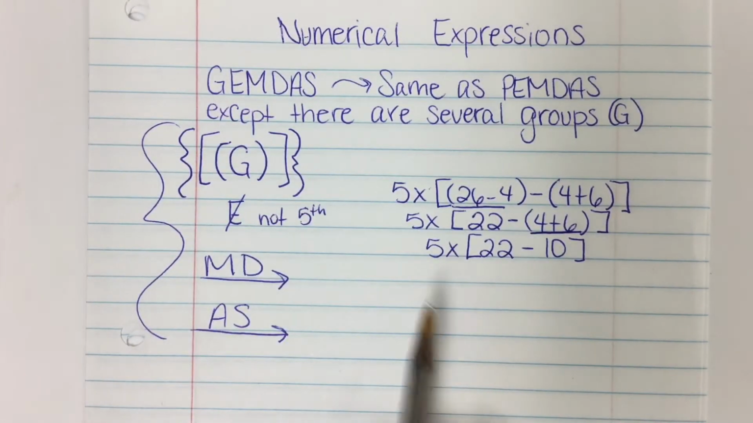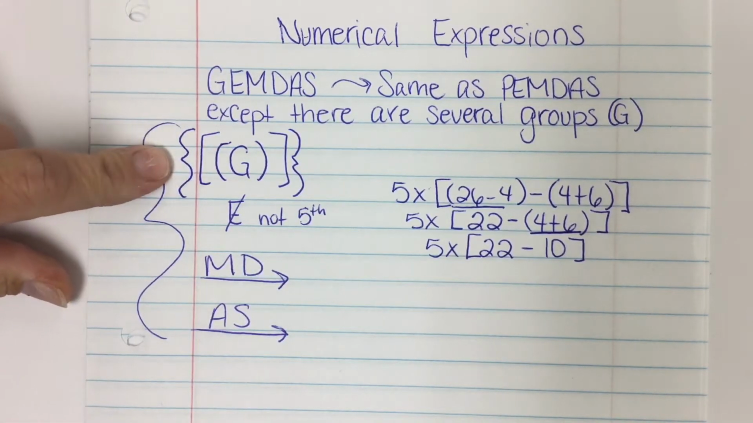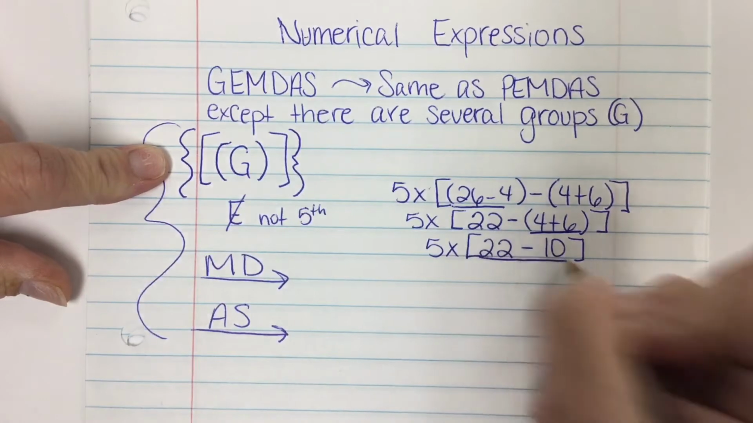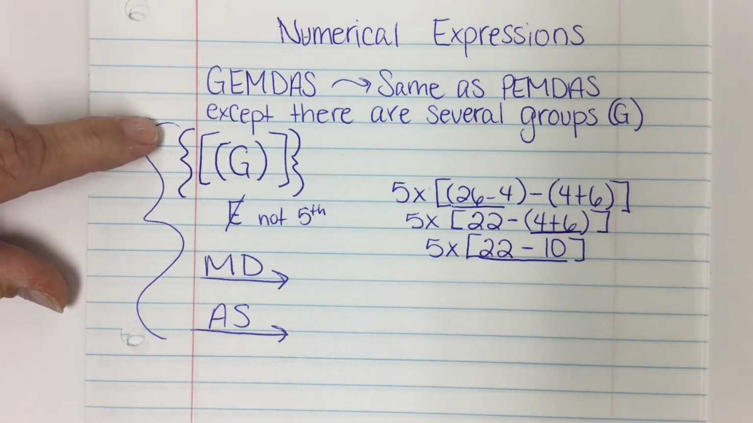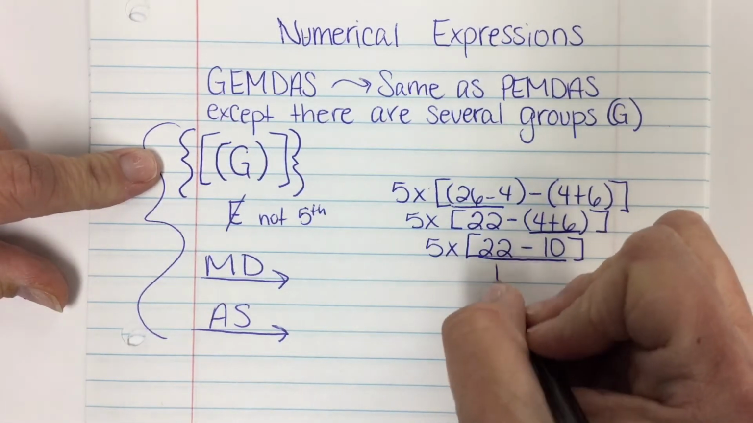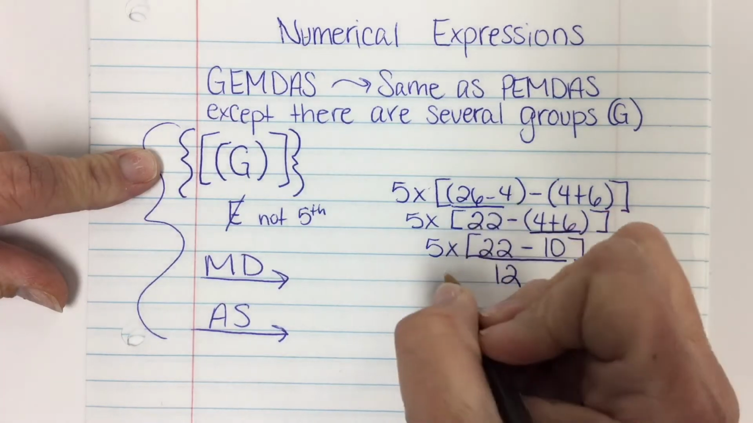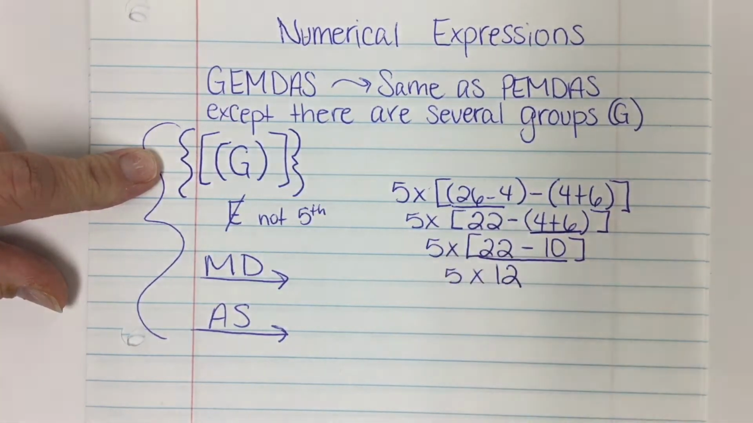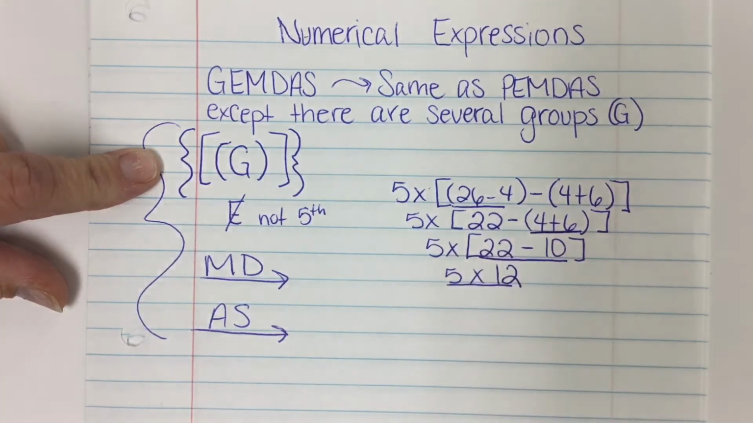All right, now I have 5 times bracket 22 minus 10. I still gotta finish everything that's grouped together, so now I'm gonna subtract 22 minus 10. All right, so that would be 12. Bring down the 5 and bring down the multiplication symbol. Okay, I'm done with the brackets because I've got my answer. Now all I have to do is multiply 5 times 12.